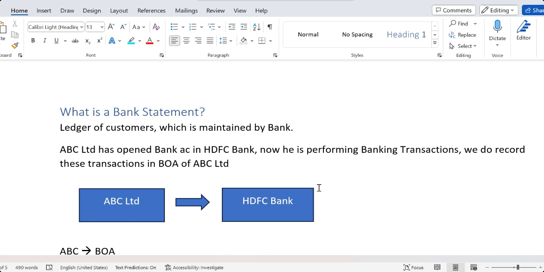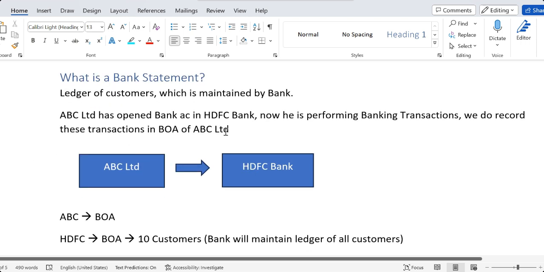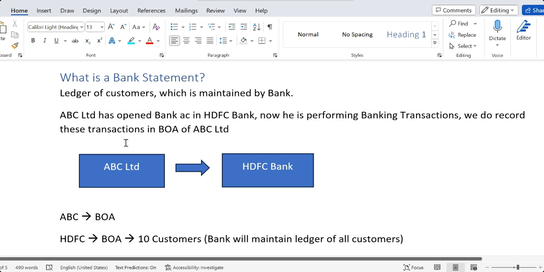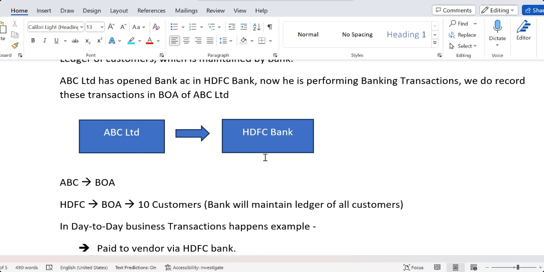Right? Even in real business also, suppose we have ABC Limited. ABC Limited has opened one bank account in HDFC Bank, and now it is performing the bank transactions. Definitely we have opened bank accounts to run the transactions, right? So we have to record all these transactions in the books of accounts of ABC Limited. So now we'll see how transactions happen, and what is a bank statement.